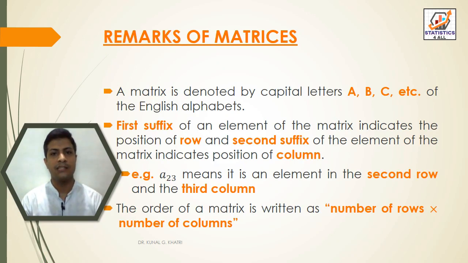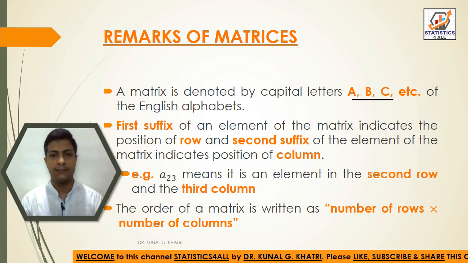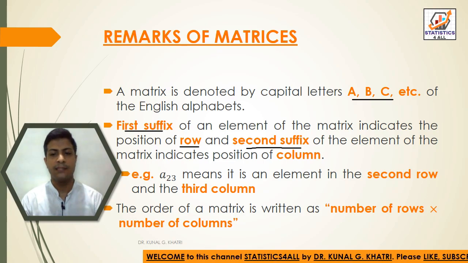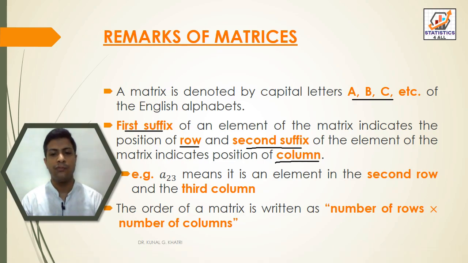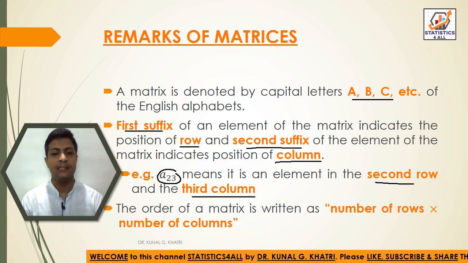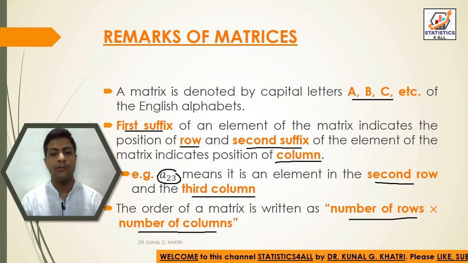Next that is remarks of matrices, which is very important. A matrix is denoted by capital letter, that is A, B, C, D and so on, only of the English alphabets. First suffix of an element of the matrix indicate the position of row and the second suffix of the element of the matrix indicate the position of column. For example, here A23 means it is an element in the second row and the third column, that is 2 indicate second row and 3 indicate third column. Here the order of the matrix is written as number of rows into number of columns.